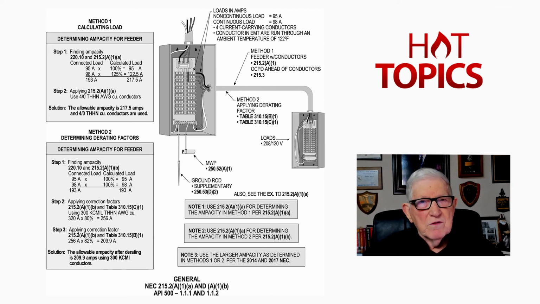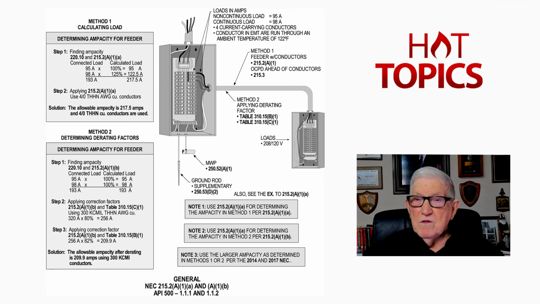But we still have trouble because we're routing through an ambient of 122 degrees Fahrenheit. So in step 3, we take 82% of step 2, 256 amps, and we come up with 209.9. And that solution says, yes, 209.9, we would use a 300 kcmil due to the 4 current carrying conductors and routing it through an ambient of 122 degrees Fahrenheit. So looking at the illustration, we would have 300 kcmil routed over to that subpanel.